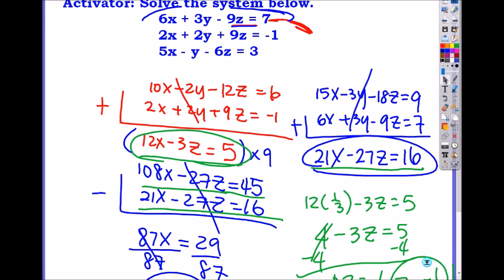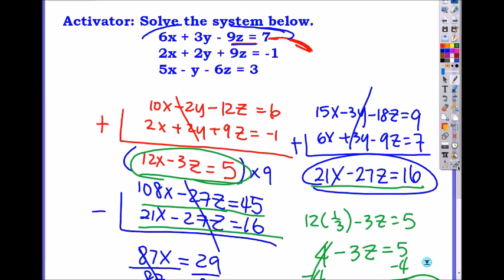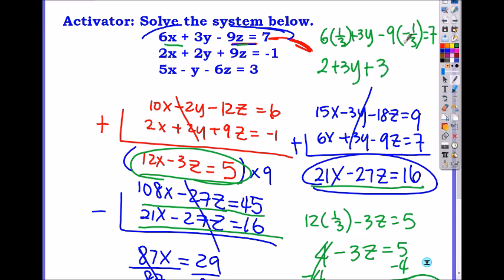That is right. So what is x? X is 1/3. Yeah. So it's 6 times 1/3. I'm plugging in x and z. Plus 3y minus 9 times negative 1/3, which was the z, right? Equals 7. So what's 6 divided by 3? 2, plus 3y plus 3. Negative 9 divided by negative 3 is 3, equals 7.